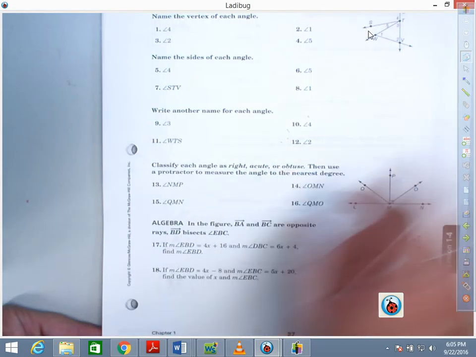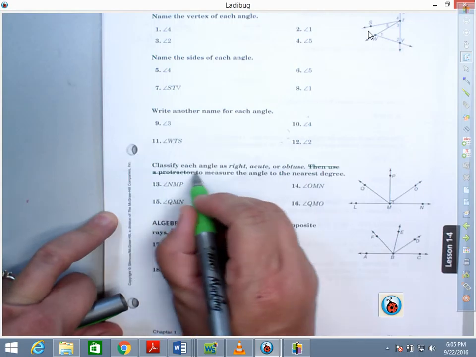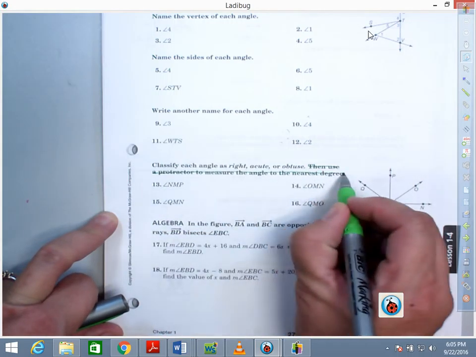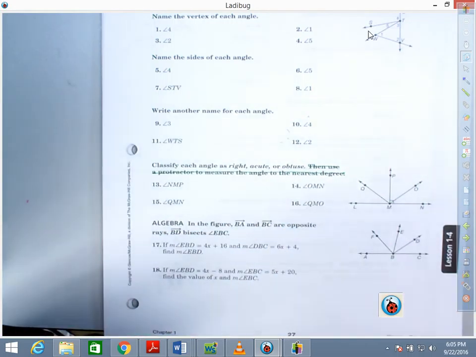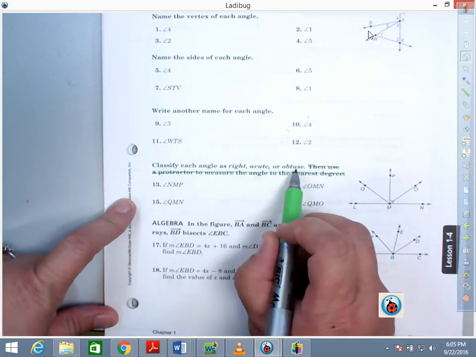We're not going to use the protractor. We're not going to do this part. So don't worry about using the protractors right now. I will teach you how to use those when I get back. So just classify them as right, acute, or obtuse for right now.